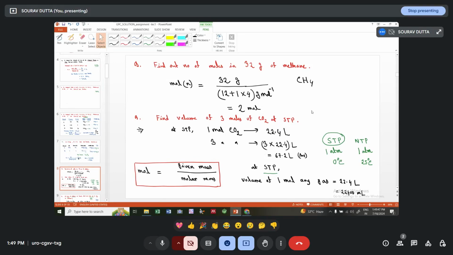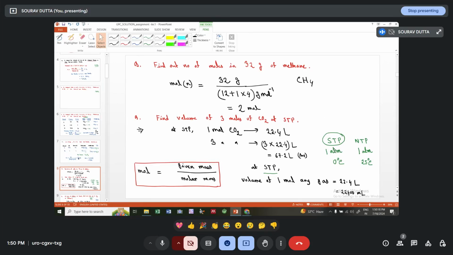There is a very important fact that you have learned during your HS course. At STP, the volume of 1 mole of any gas is 22.4 liter. If someone wants to find the corresponding volume at NTP, no issue. Here pressure is constant. When temperature is constant, we can use Boyle's law. Here pressure is constant, so we can use Charles' law, V1 by T1 equals V2 by T2.